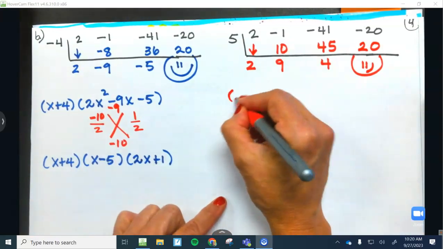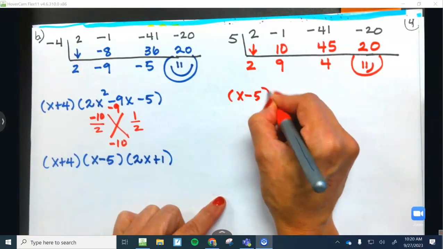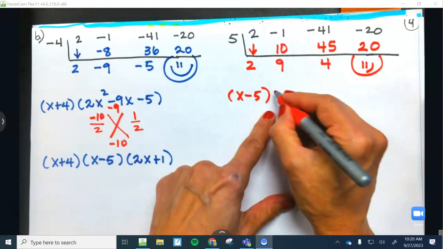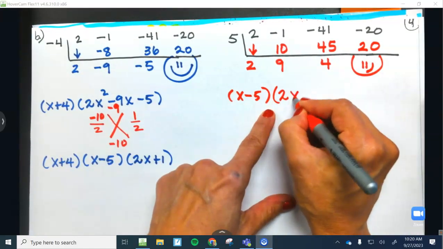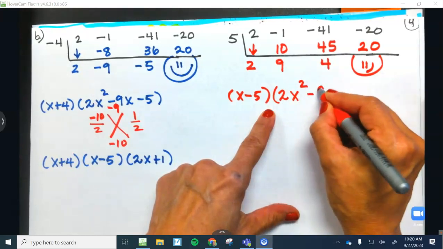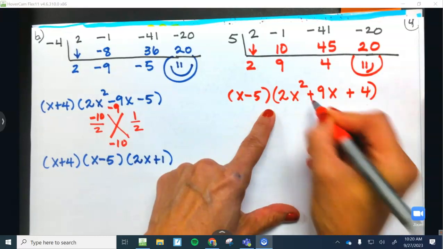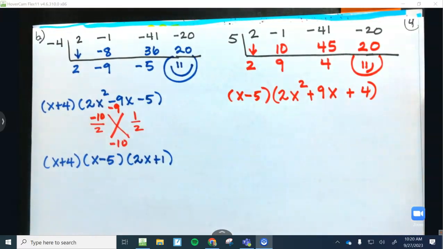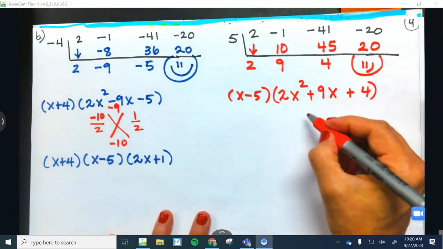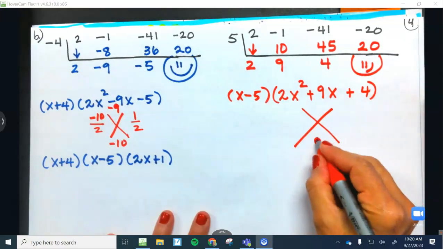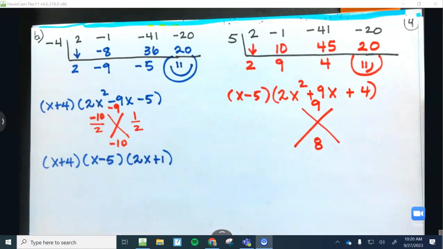So I know x minus 5 is a factor, y'all, because we got 0. Let's look at this polynomial, this answer: 2x squared minus 9x plus 4. They're all pluses. Is this factorable? I don't know. Let's see. 2 times 4 is 8. Oh, I think it is.